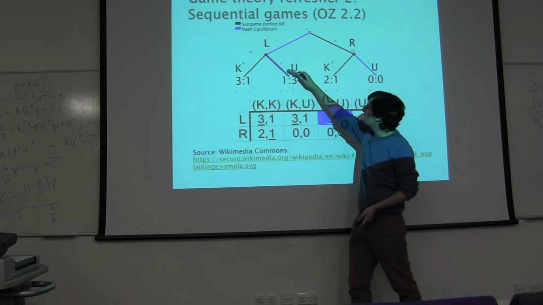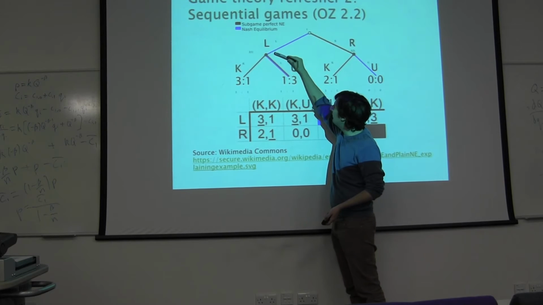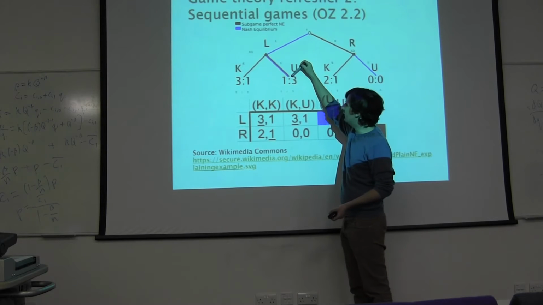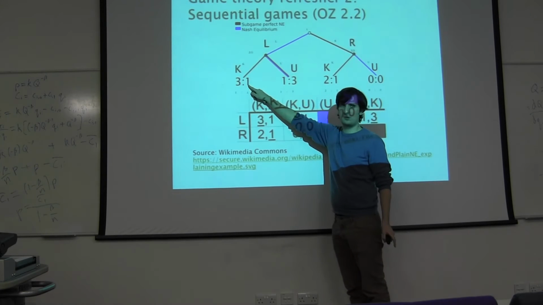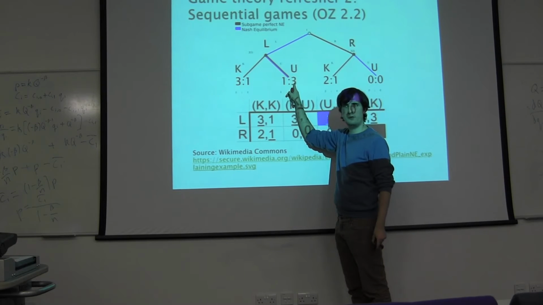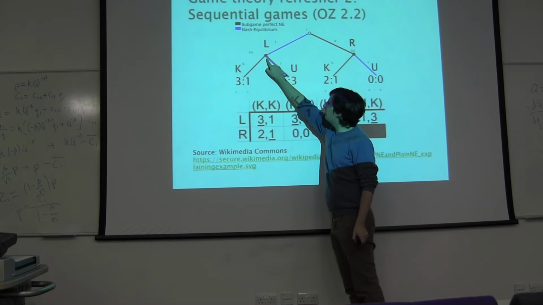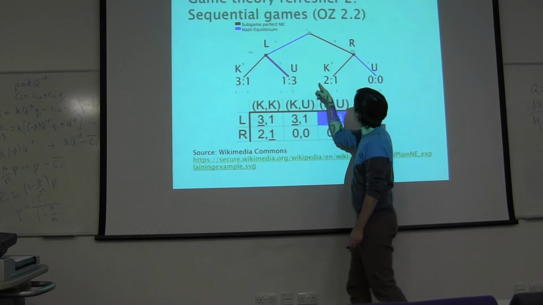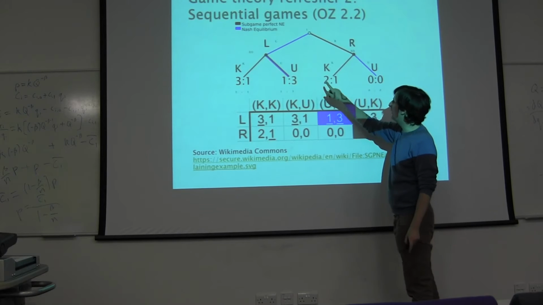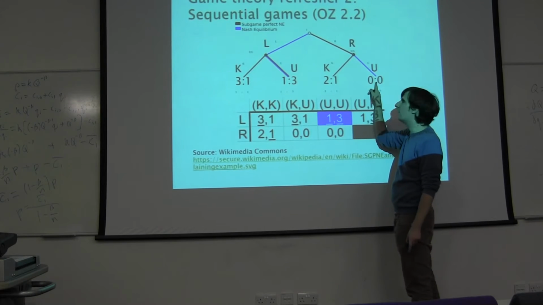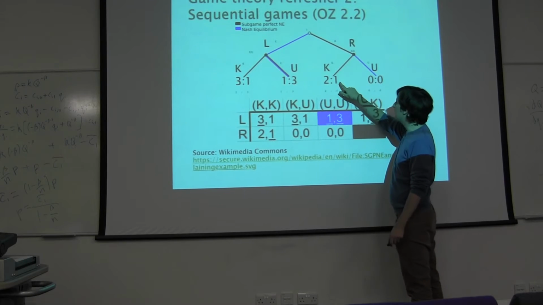Okay, so under the subgame perfect Nash equilibrium, if player 1 plays L, then player 2 plays U. They've got a choice between 1 and 3, they prefer to get 3. That makes sense. Here, player 2 has a choice between 1 and 0, so they would choose 1.